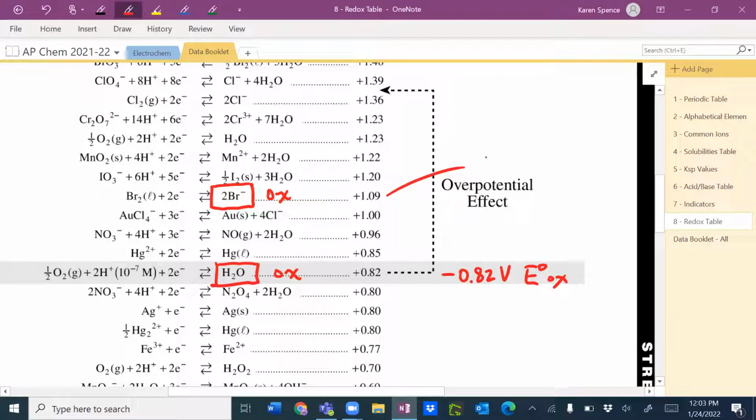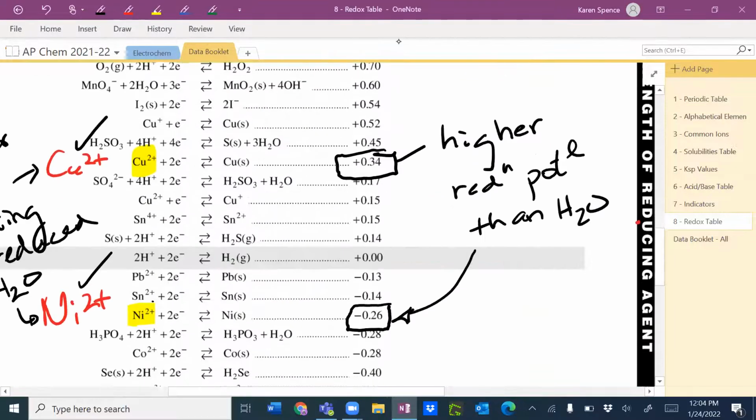And for bromine, or bromide rather, Br minus, it would be negative 1.09. So normally you would say water is less negative, so that would have a better oxidation potential. However, because bromide is within that overpotential bracket, bromide is going to win, quote unquote. So bromide will be oxidized preferentially over water. So back to our question.